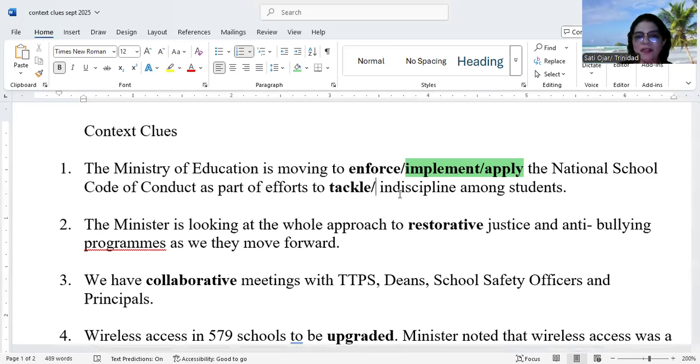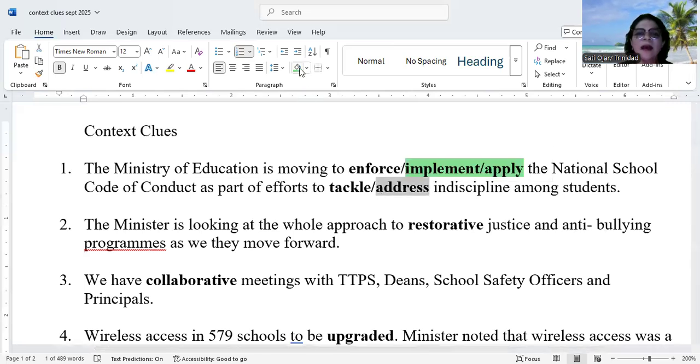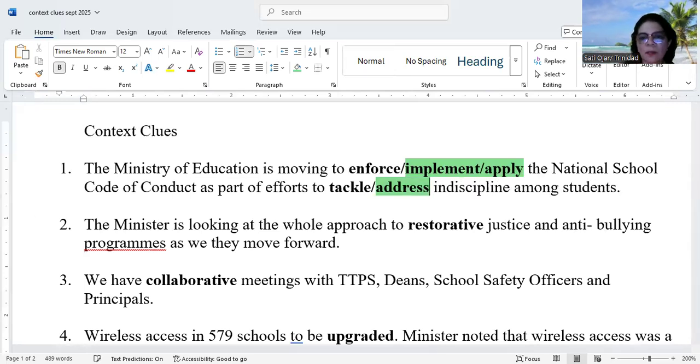Anybody wants to suggest anything else? As part of its efforts to stop, address is the best one. Zane, was it you who said that? Who said that? No, Miss, Eric. Eric, that's correct. Stop is correct, but address is even better. Tackle means to address or handle or stop, right? Handle or cope with indiscipline.